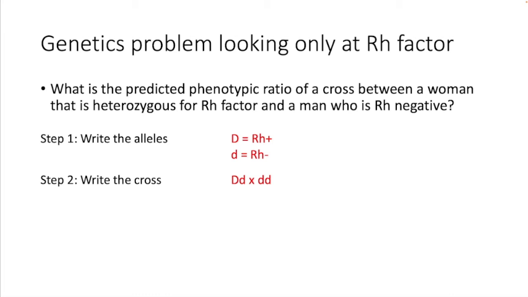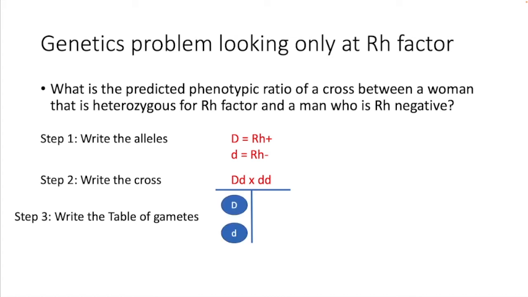So let's take a look at what happens if the man and the woman go through meiosis on their own. Women make eggs and men make sperm. So we're going to write those gametes down below the cross in something that I call the table of gametes. And this is what you would draw, like a little T shape for a table underneath of that cross.